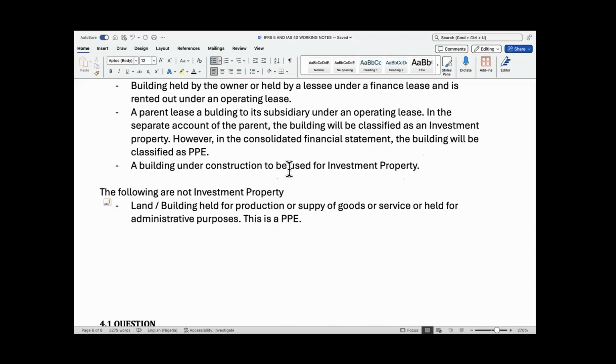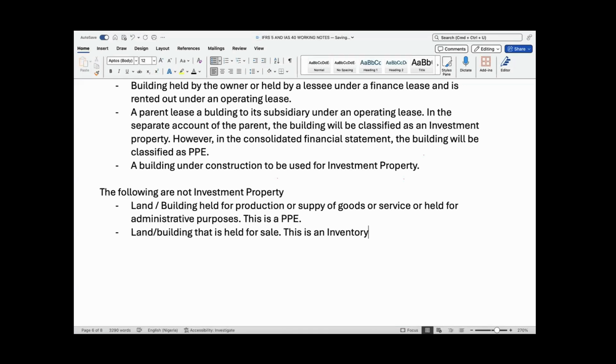But if they were not using it at all, it's just there, vacant. They don't know what they want to use it for. That one is clearly an investment property. Also, if you have land or building that is held for sale, okay, this is not investment property, this is an inventory. This is an inventory, not an investment property.